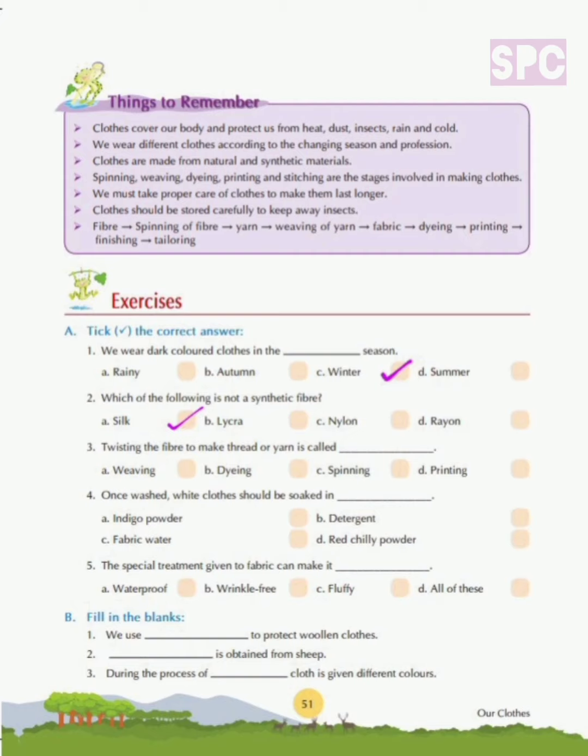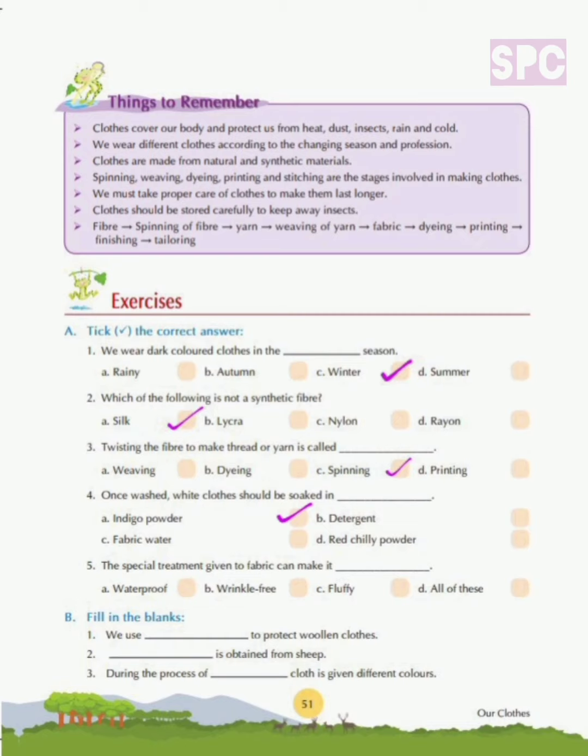Question number 3. Twisting the fiber to make thread or yarn is called dash. Weaving, dyeing, spinning, printing. So children, twisting the fiber to make thread or yarn is called as spinning. Question number 4. Once washed, white clothes should be soaked in dash: indigo powder, detergent, fabric water, red chili powder. So the answer is indigo powder.